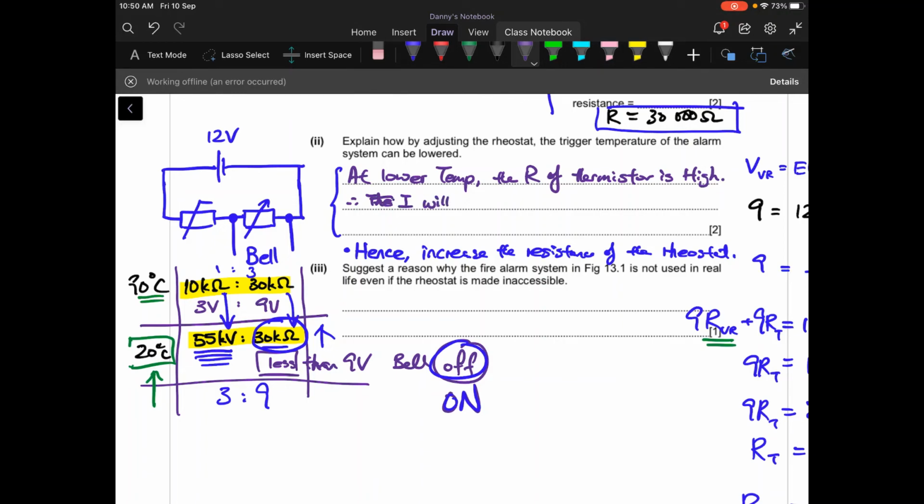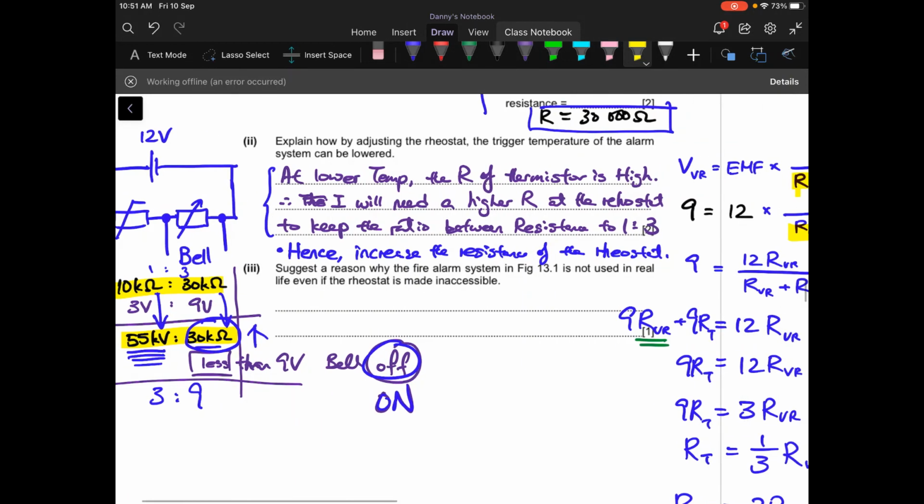So how will it affect me, right? So therefore, I will need a higher resistance at the rheostat to keep the ratio between resistance to 1:3. Okay, and hence I need to increase the resistance of my rheostat.